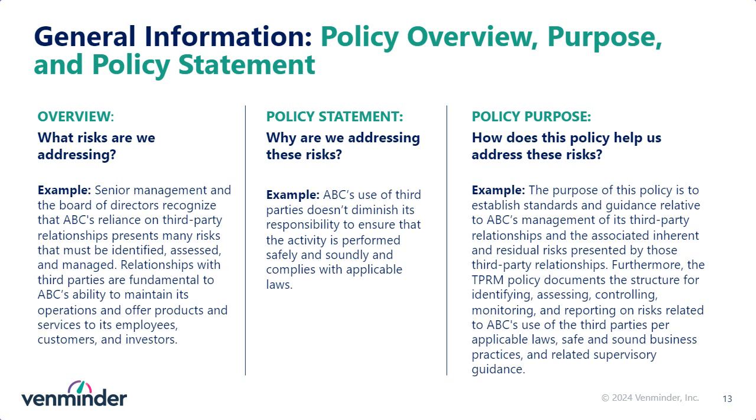Then we get to the purpose of the policy. This is where we're stating how having the policy helps us address the risk. In this example, we're saying that the policy provides the rules and guidelines, and outlines the structure for how we manage third-party risk. So right there, in 3 simple paragraphs, we describe the risk we're addressing, why it's important to address the risk, and how the policy helps us do that.